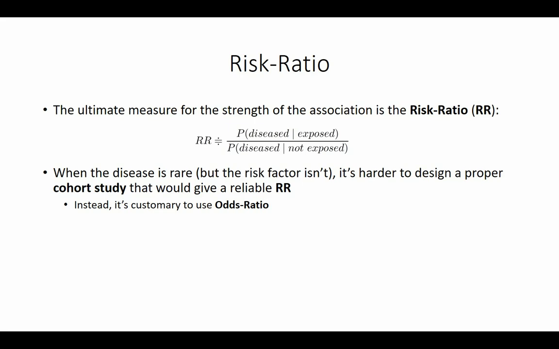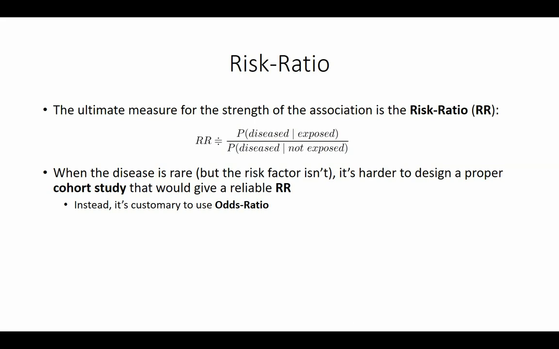But the problem is that it's sometimes hard to design a proper cohort study that can give a reliable risk ratio. The reason is that many times we don't actually collect the data this way. If we collected exposed individuals and unexposed individuals, and then just saw whether they end up having the disease or not, then there is no problem. We can actually calculate the risk ratio.